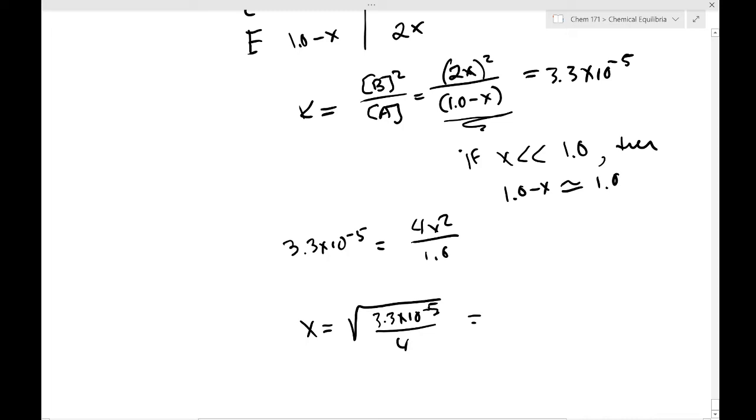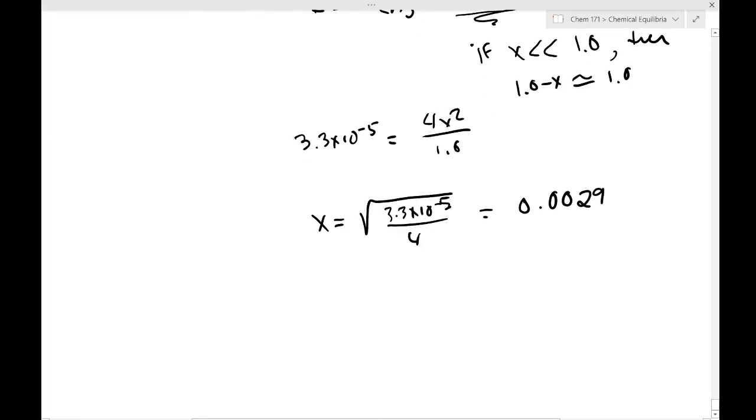And it turns out that x is equal to 0.029. Now, this is what we find for x.